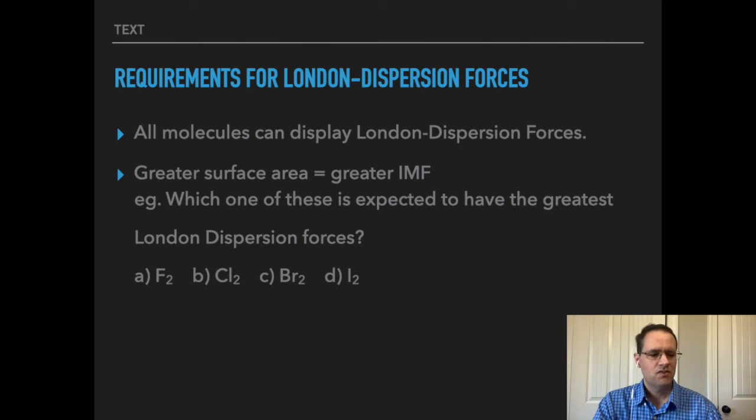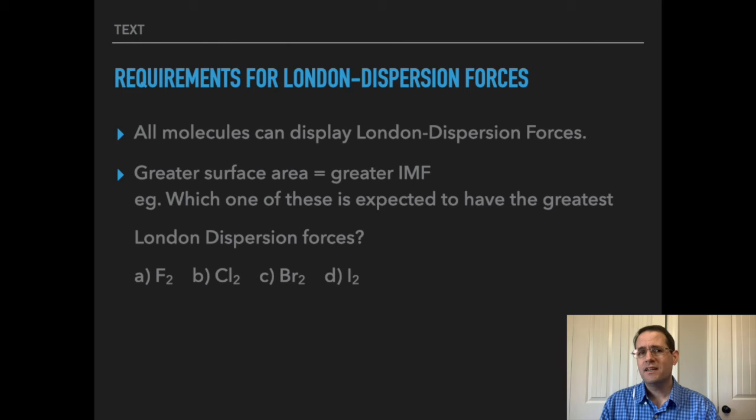Our next problem says, which one of these is expected to have the greatest London dispersion forces? And we look at F2, Cl2, Br2, I2. They're all diatomic. So what do we do here? We want to think about surface area, which scales with size, and we want to think about the atoms in the periodic table. As you move down the periodic table, atoms become larger in size. So fluorine, chlorine, bromine, and iodine are going to be relatively sized like that. Iodine is going to be the largest atom. Because of that, the iodine molecule is going to be quite large in comparison to the fluorine molecule. So we would expect iodine to have a greater surface area, and therefore the greatest London dispersion forces.